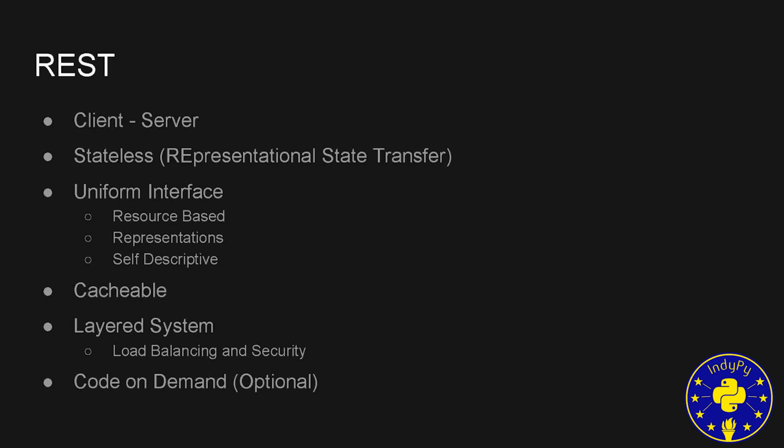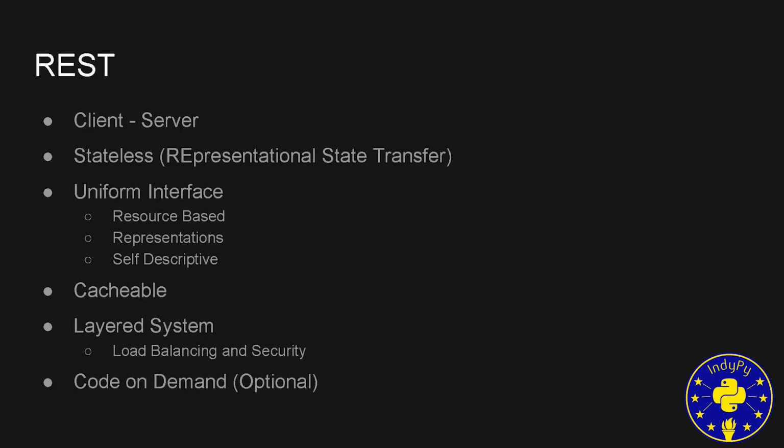REST has a uniform interface that is resource-based. It doesn't matter if the server uses MongoDB, NoSQL, or Postgres, whatever on the backside, it's going to be a resource when you see it. And then that has a representation that's self-descriptive. It can be JSON, XML, XAML, whatever you want.